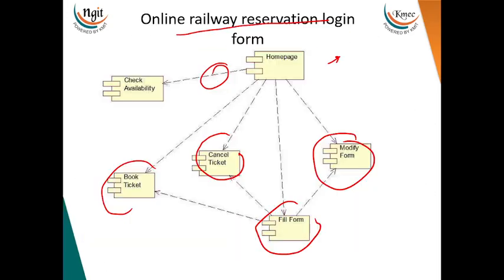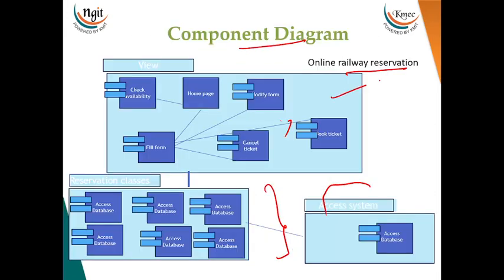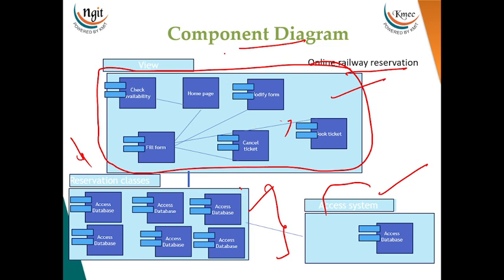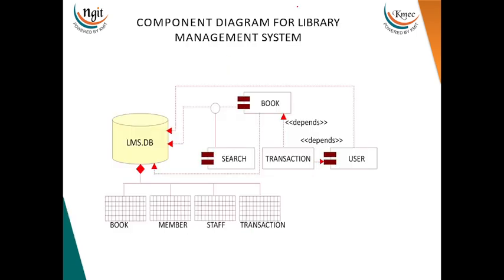When you come down here, this is our database access. This is also the access system, reservation class. This is one, how we access the database. This is for the reservation access class. This is an open view for the view. So this is how a component diagram is represented.